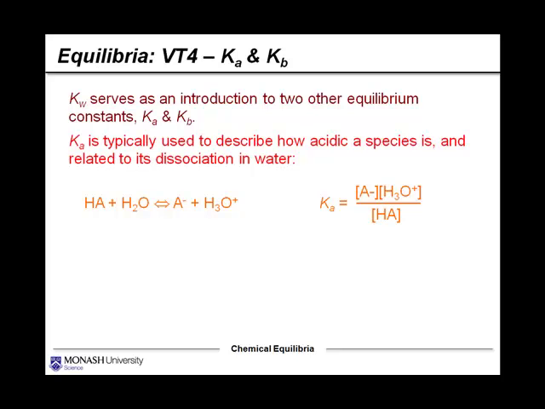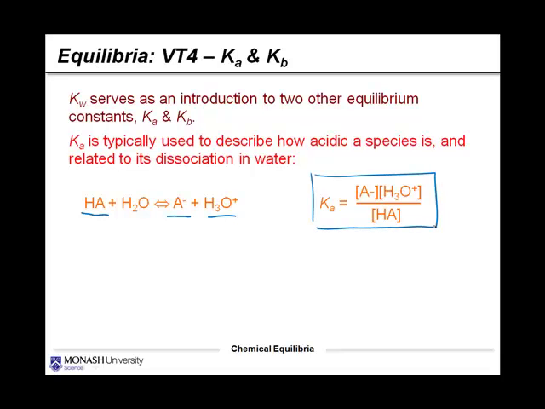Here's the general reaction for the dissociation of an acid in water. And you can see what we have here is our acid. This is our acid here, and it's dissociating in water. The products to that reaction are the conjugate base and, of course, protonated water. And here's our equilibrium expression right here.